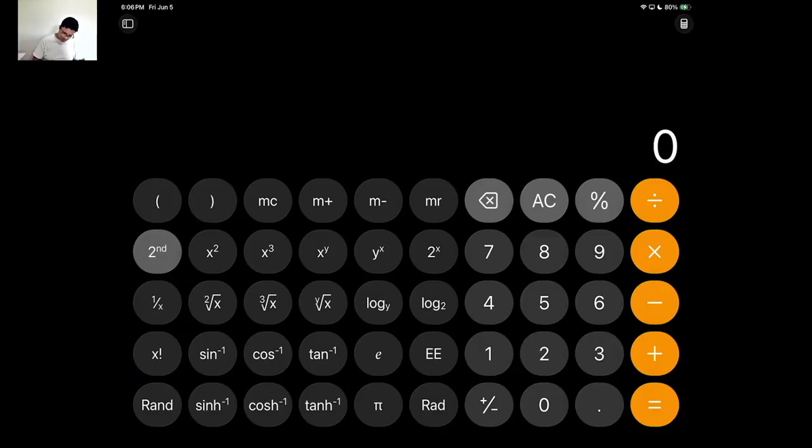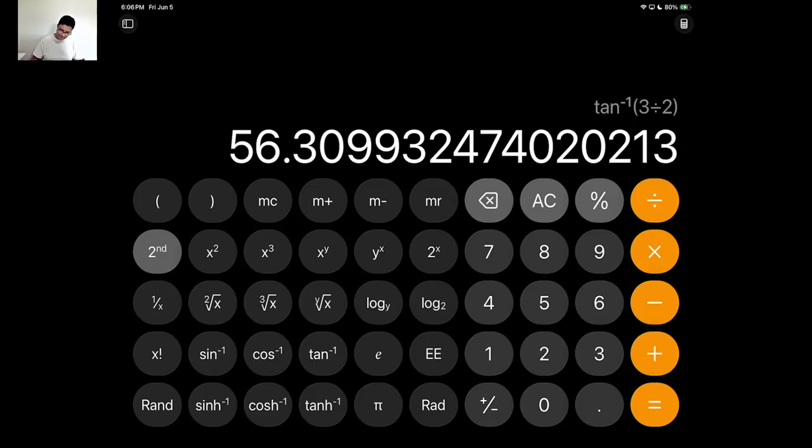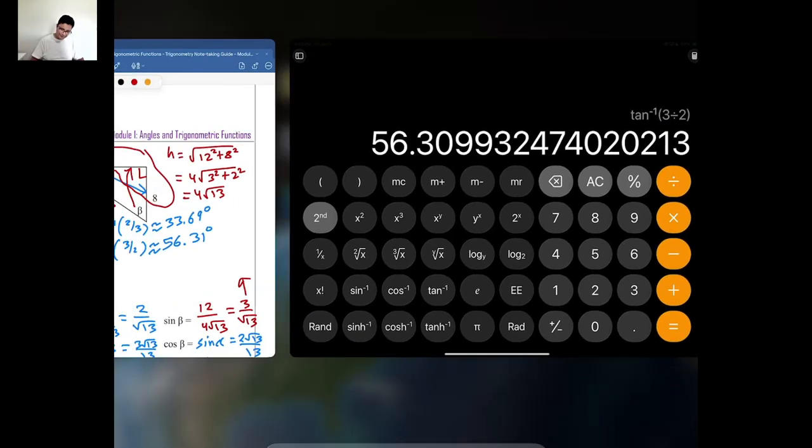Tan inverse of 3 divided by 2. 56.31. If you round up, it will be 56.31, right?